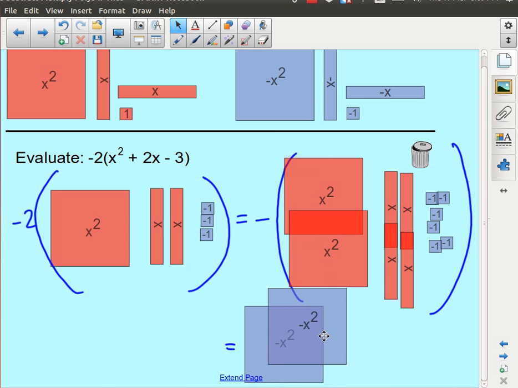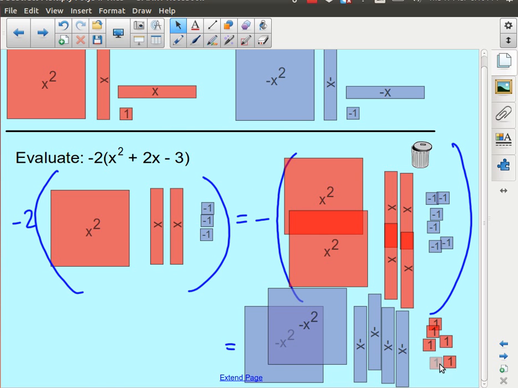2x squareds. These positive 4x become negative 4x. And these negative 6 become positive 6. One of the downsides that you can probably see here with algebra tiles is that it can get a little on the tedious side.